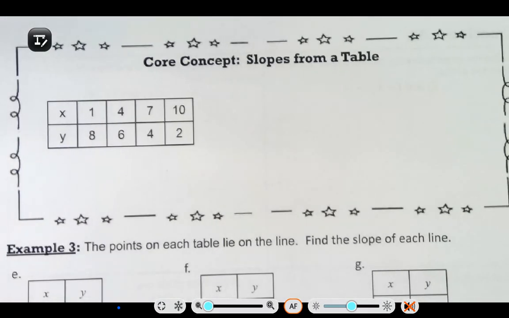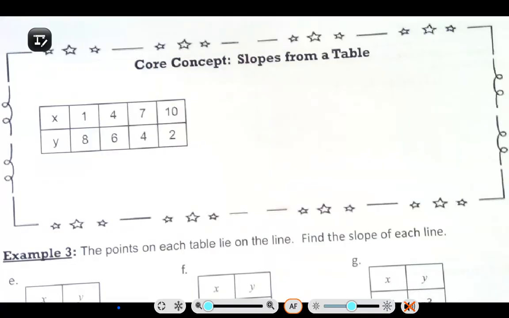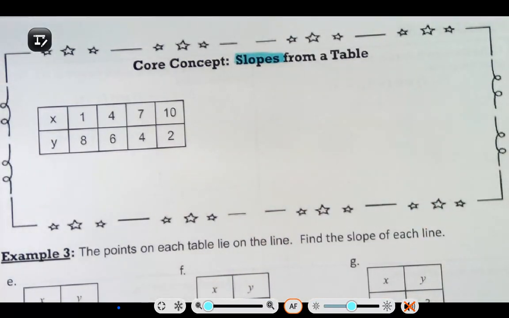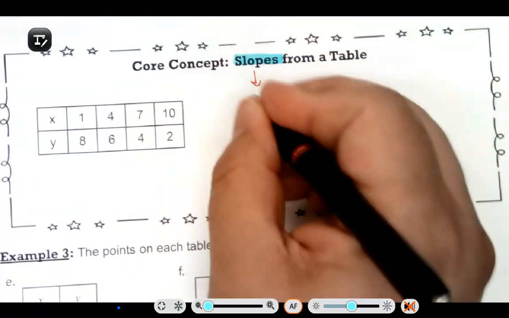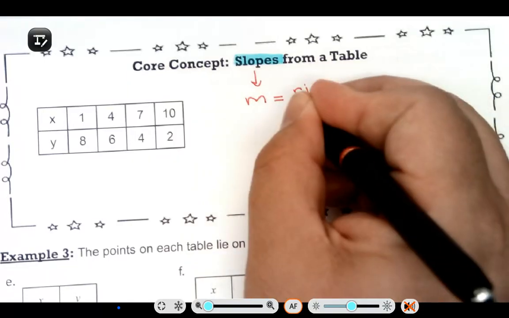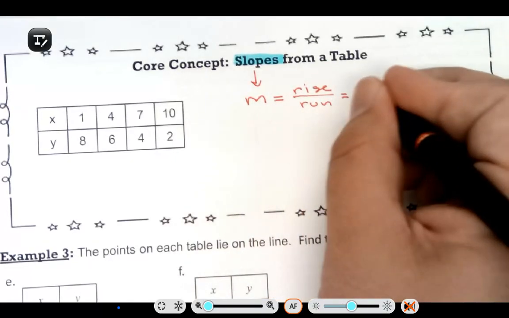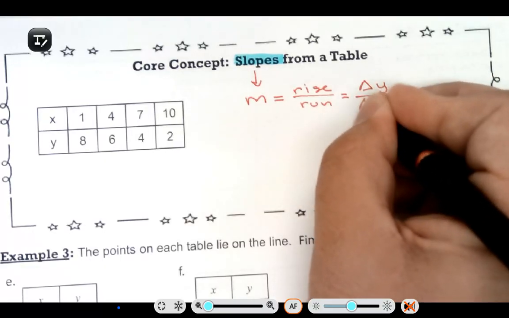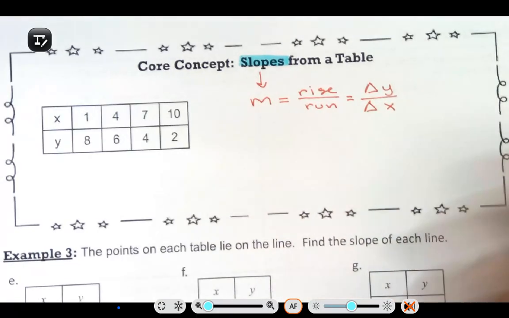Slopes from a table. So we're going to show you these last two ideas, and then you'll do the practice problems just to make sure you understand how to do them. Okay, slopes from a table. Now, when we're working with a table, keep in mind, it still says slope. It doesn't matter that it's from a table. When you're dealing with slope, there's my letter M. We already said it's rise over run, so it's your change in y over how your x's are changing.